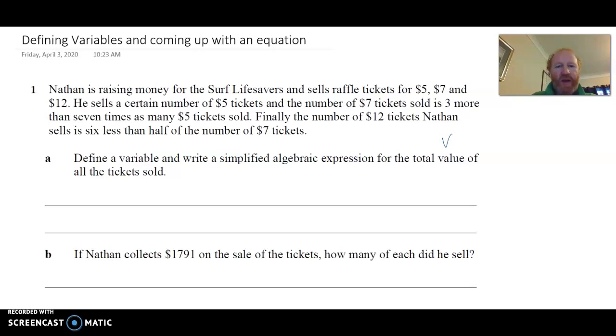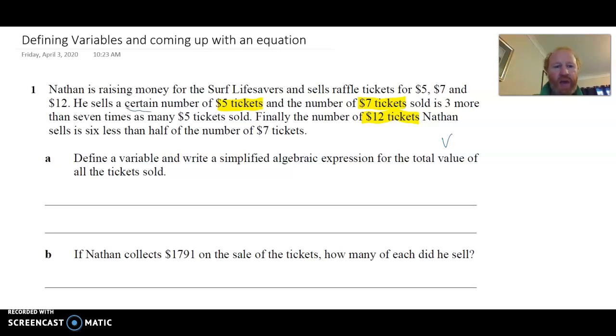This question's complicated because we've got different categories of tickets. We've got the $5 tickets, we've got the $7 tickets, and we've got the $12 tickets. And so we need to define in a single term the different numbers here. And we can do that.